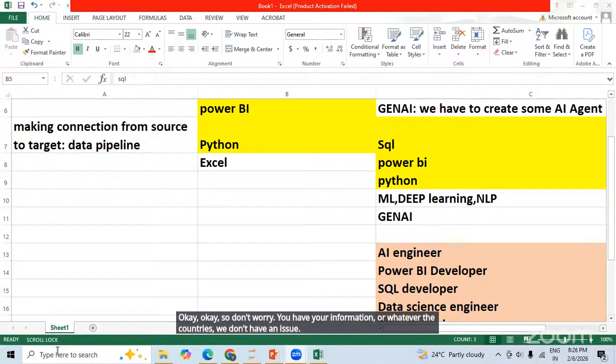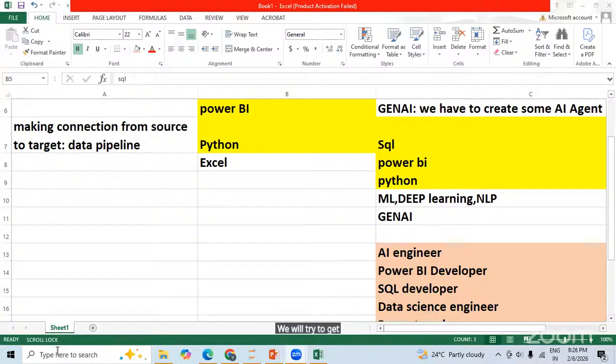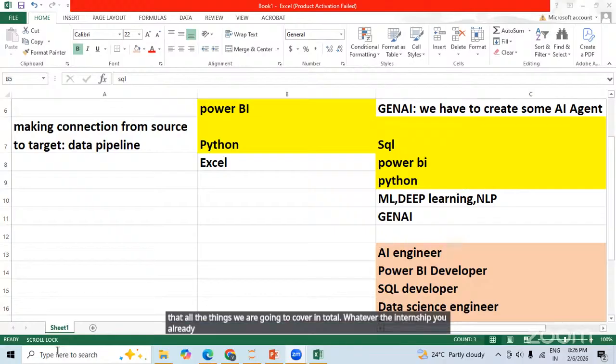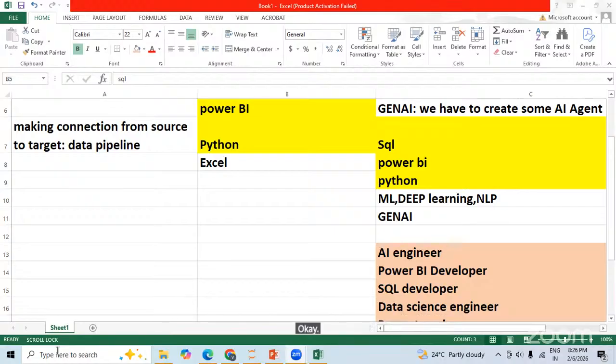We will try to get your skill set done more accurately, and we can try to provide you more fluency in data science. All those things we are going to cover, whatever the internships you have already done. So at least 101% it will help you here. Okay. So just contact the admin team, they will give you all the details.